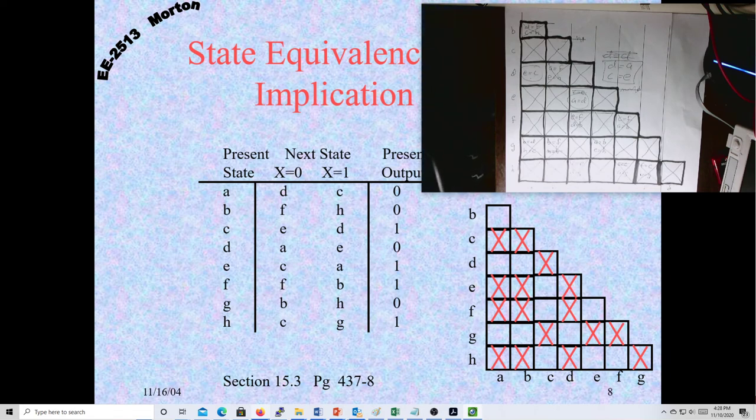Okay. So that pretty much shows you the implication chart. It's a little bit tedious, but that's how you can do it.